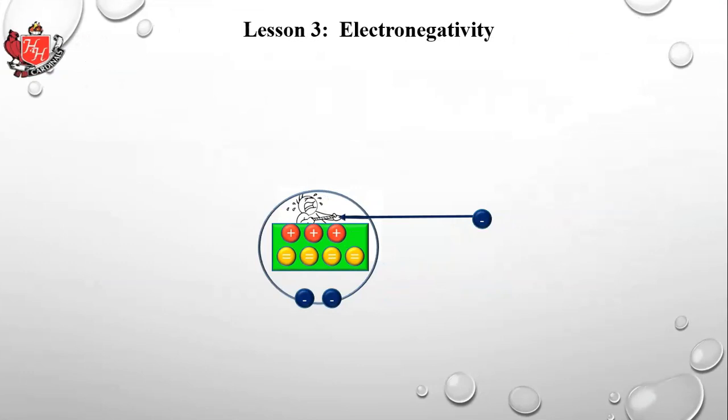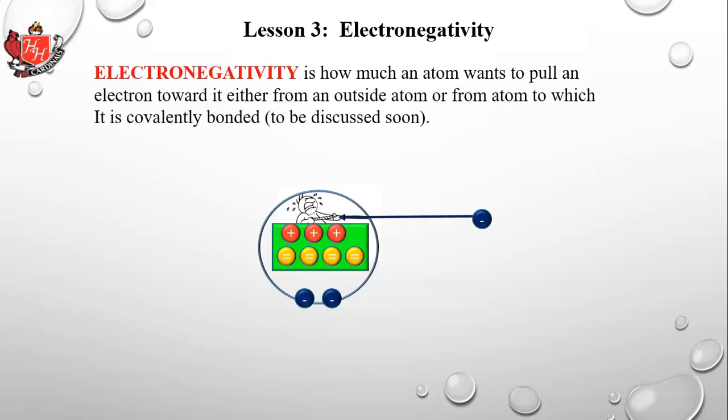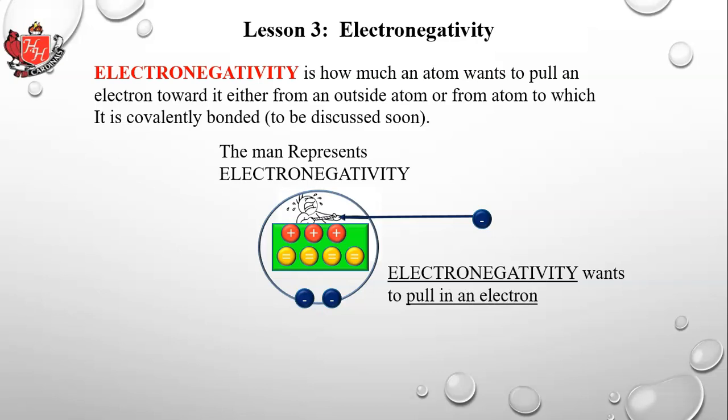So there you see the little man is inside the atom. He's trying to pull in an outside electron. So electronegativity is how much an atom wants to pull an electron toward it, either from an outside atom or from an atom to which it is covalently bonded. And we'll discuss covalent bonds and bonding later. So the man represents electronegativity. Electronegativity wants to pull in an electron like that.